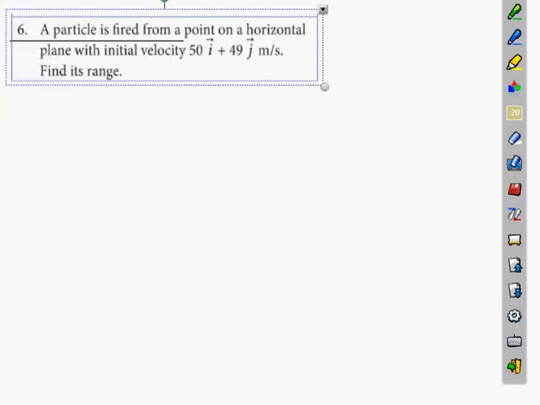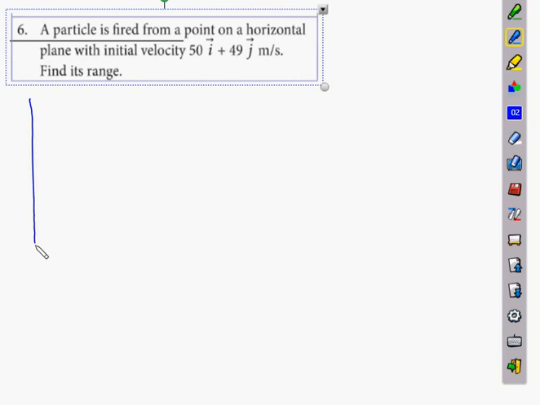So, we have this projectile, okay? A particle is fired from a point on a horizontal plane with initial velocity of 50i plus 46j meters per second. Find its range. So lads, what we're looking at here is this. I have to do number 10 as well.